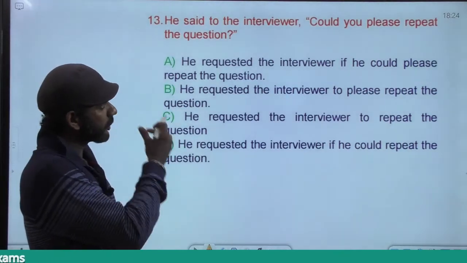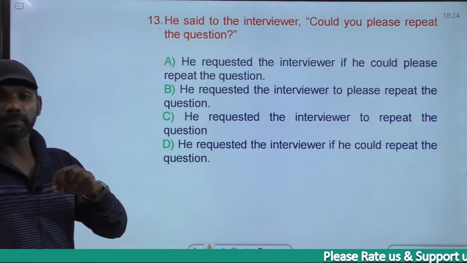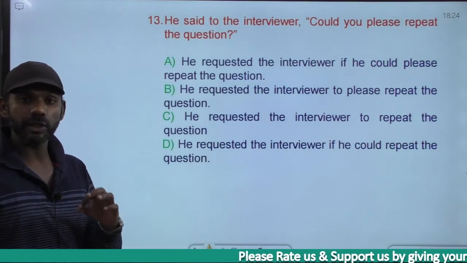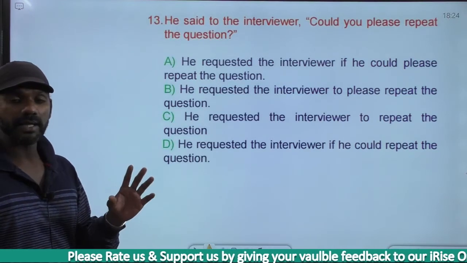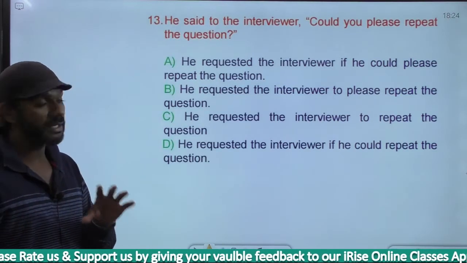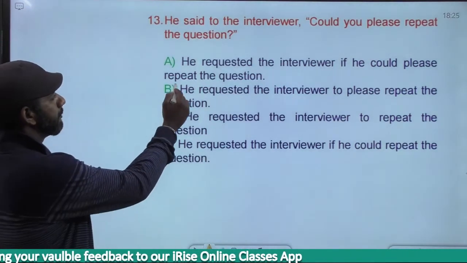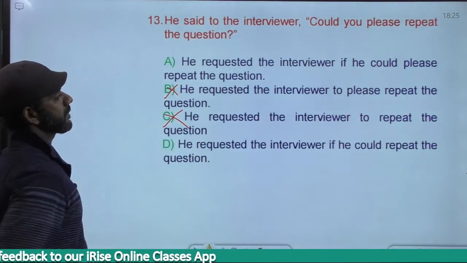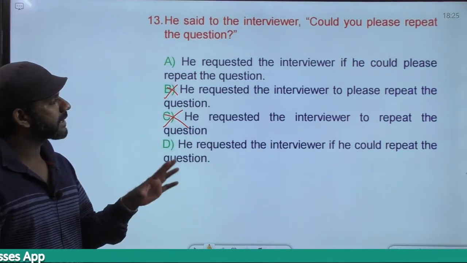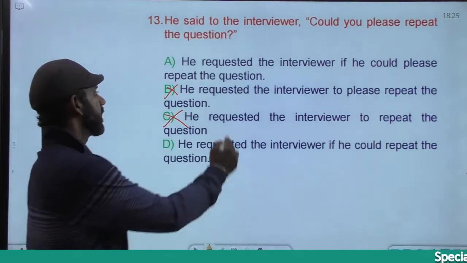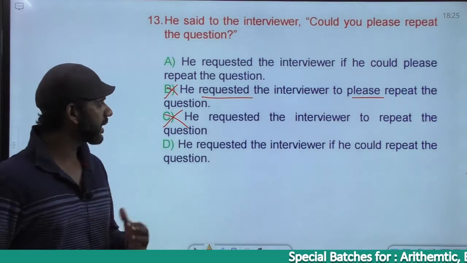He said to the interviewer, "Could you please repeat the question?" Interrogative sentence. If or whether should be used, because the interrogative sentence is not starting with a WH word or how. So we have to go for if or whether. Based on that, B is eliminated, C is eliminated, because in B and C we don't have if or whether. Come to option B. He requested the interviewer to please repeat the question. Requested and please together become an error with redundancy, eliminated.